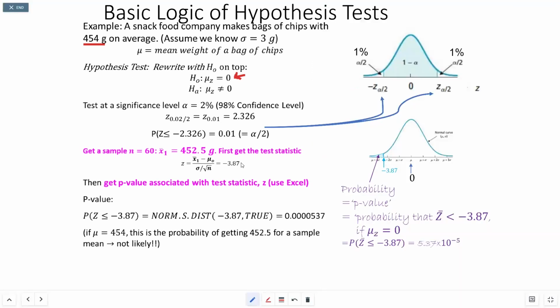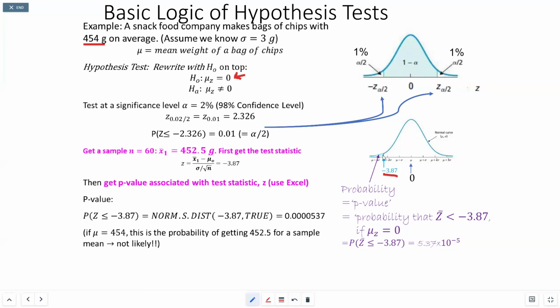Okay, so once we have that, we're going to want to get the p-value that's associated with that test statistic. So now here's our negative 3.87. I recommend you do little rough drafts, normal distribution, and go ahead and plot your test statistics so you're really clear what side of the 0 you're on and what you're doing.